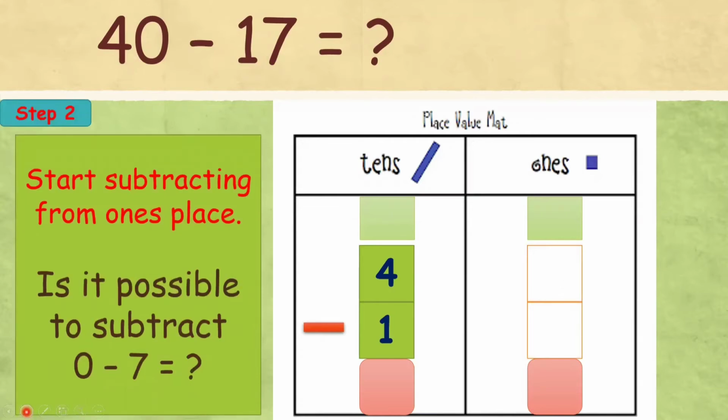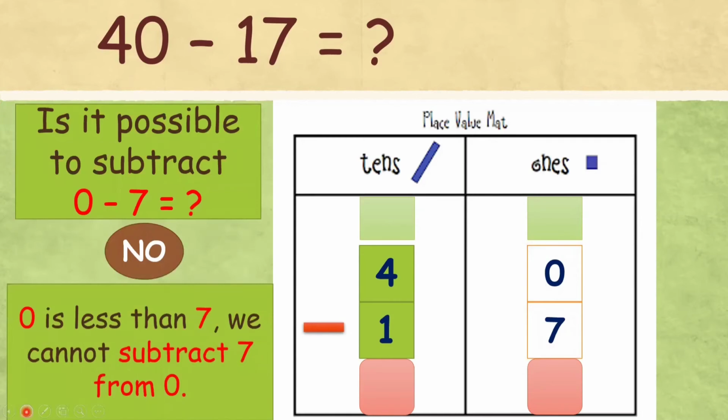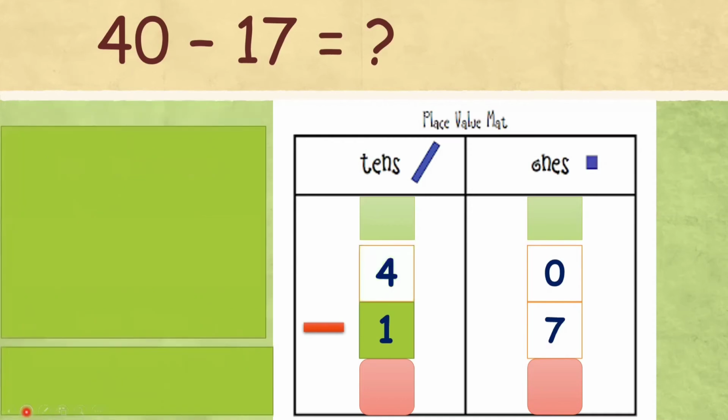Always start subtracting from ones place. Is it possible to subtract 0 minus 7? No, correct children, because 0 is less than 7. We cannot subtract 7 from 0. Step number 3.